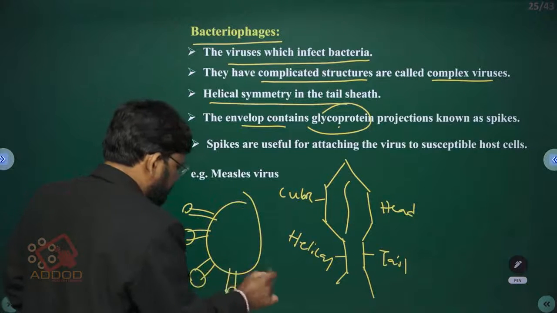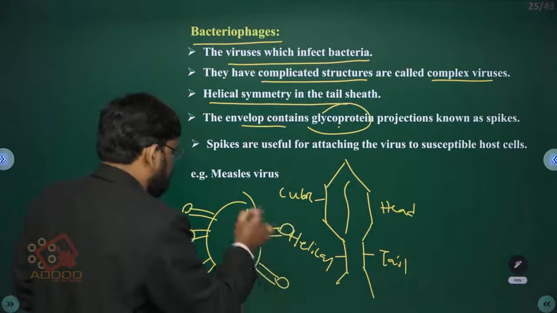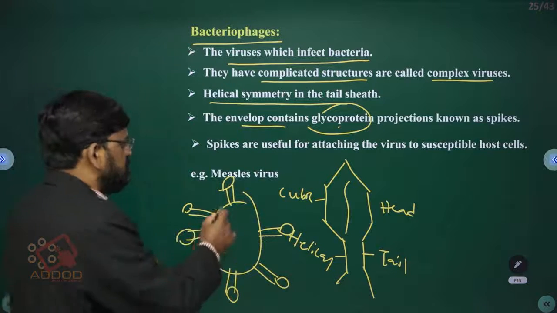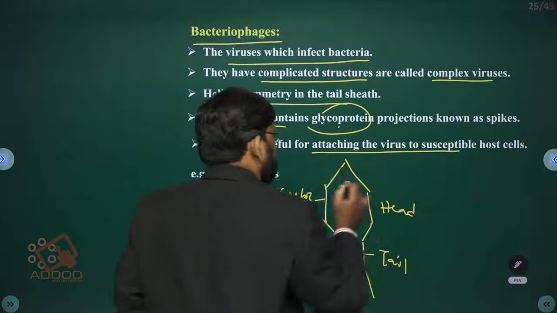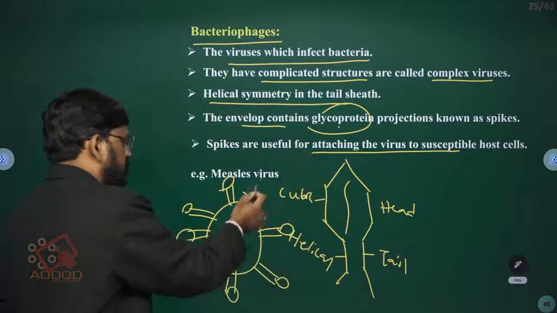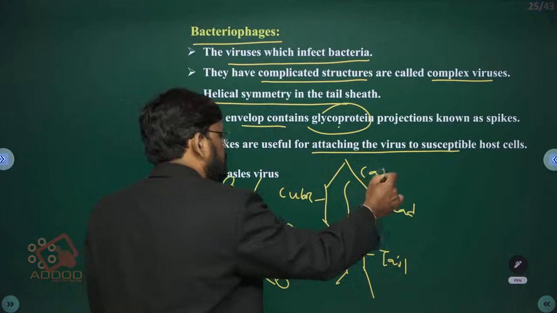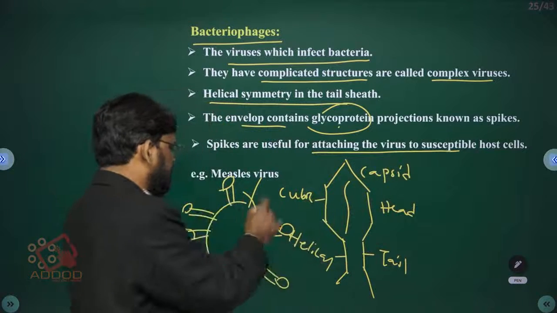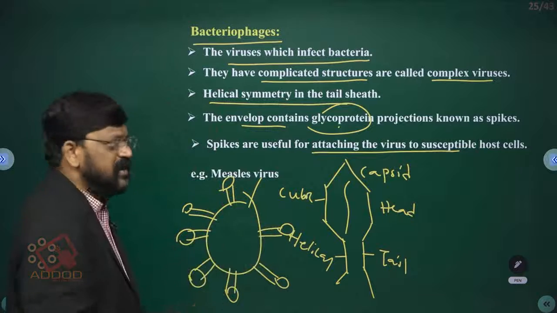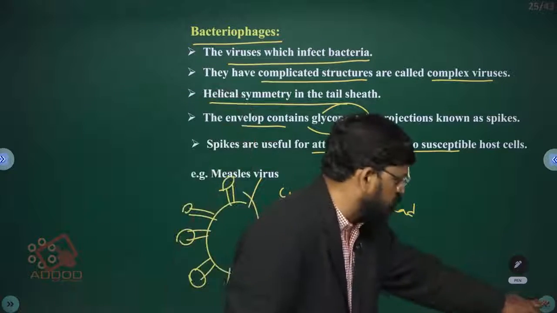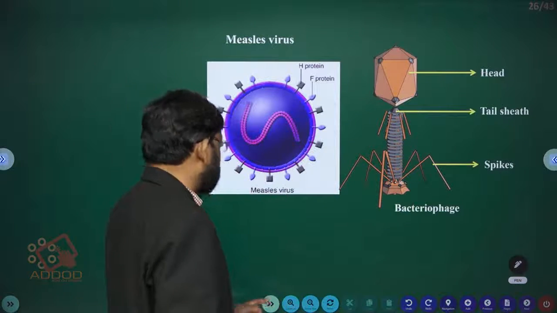You can even see them in the present virus called coronavirus, and even in AIDS. These glycoproteins are called spikes. These spikes are generally useful for attachment of the virus to the host cell. A very good example is the measles virus. This is a bacteriophage. Here the envelope should be called the capsid. Here the envelope has spike-like structures called spikes. Spikes are nothing but glycoprotein projections whose function is attachment to the host.